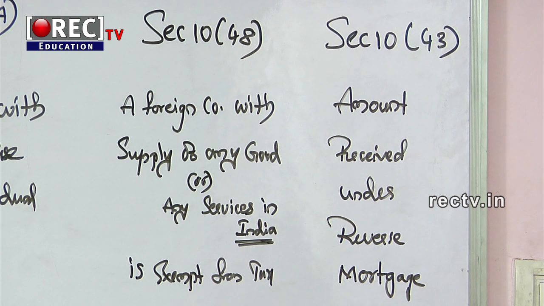Next, section 10 subsection 43. Amount received under reverse mortgage. Any amount received by an individual under reverse mortgage under a scheme notified by the government. In this case, government means central government. Such amount is exempt from tax.